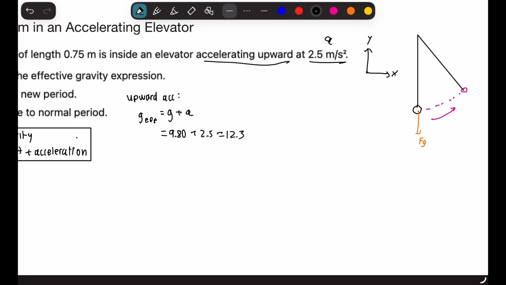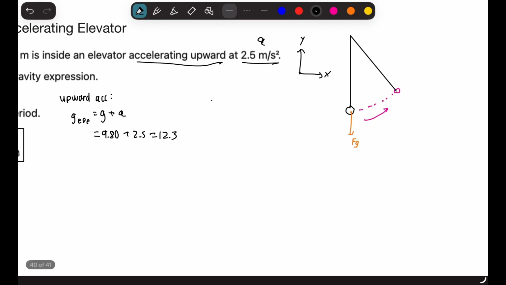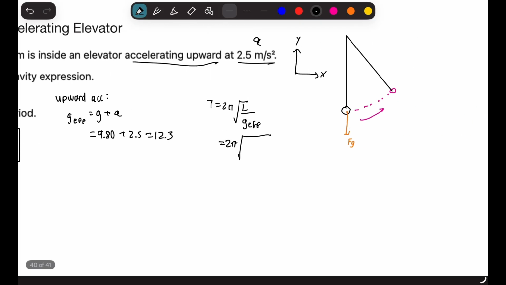Now we have to look at our period formula. In period, it's 2 pi times the root of L over G effective. So that's going to be 2 pi. And what is our L here? Our L is 0.75. And our effective gravity is 12.3. So this is equal to 1.55 if you plug that into your calculator.